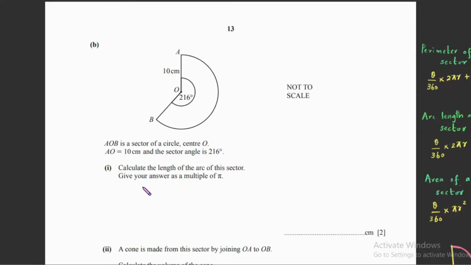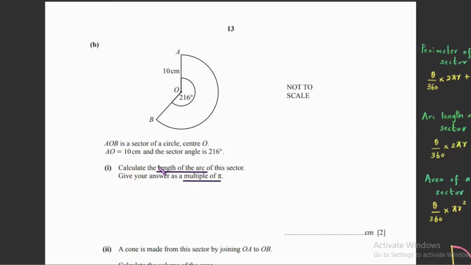In this sector that is given to us, the angle is given to us as 316 degrees. We are supposed to calculate the length of the arc of this sector, and we need to make sure that we write the answer as a multiple of pi, which means we are expected to write our answer in terms of pi. When calculating the perimeter of a sector, we will have this arc length, we will have this radius and this radius as well. So it'll be angle out of 360 times 2 pi r plus 2r.